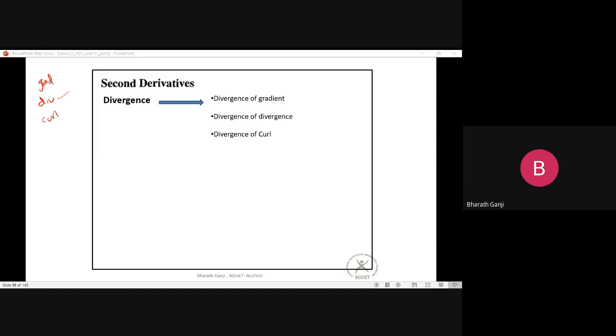Anyone? Of these three, which function can I not perform?